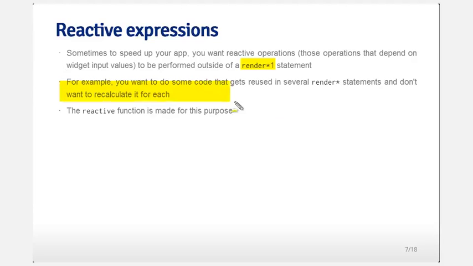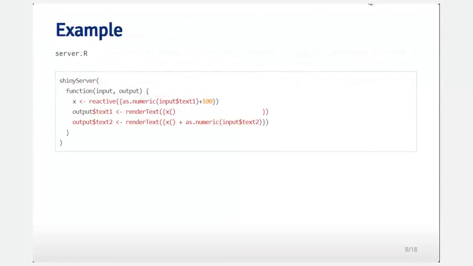For example, you might want some code that gets reused in several render statements, and you don't want to redo the calculations for each, or you want your code to be neater. There's a variety of reasons why you want this. So there's a function called reactive that's just made for this purpose. Okay, so I think it's easiest to explain this in just an example. So here's the second example.